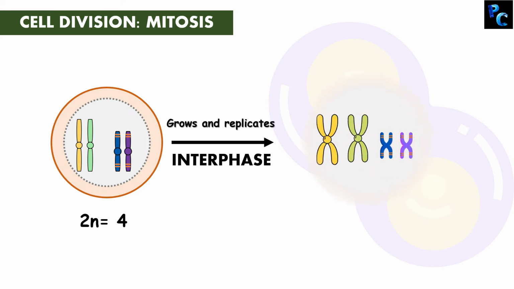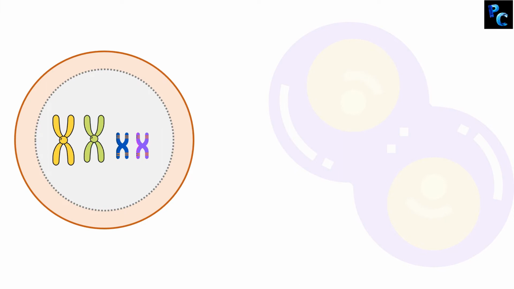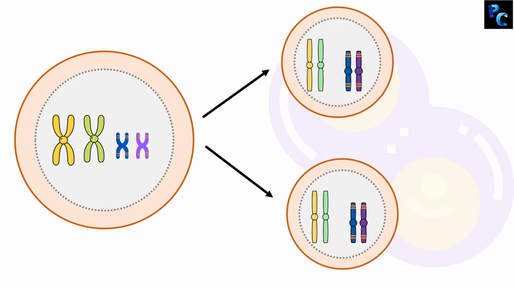This process is called interphase. So the cell will have 8 chromosomes because it has replicated. So this is the cell after replication and growth, that is the cell in the interphase. What will happen is that 8 arms will be divided equally among the daughter cells. So each daughter cell will get 4 arms, isn't it? That is 4 chromosomes at the end of cell division.